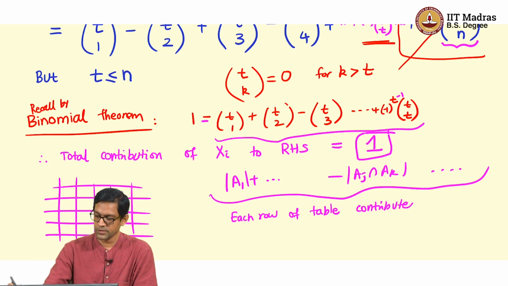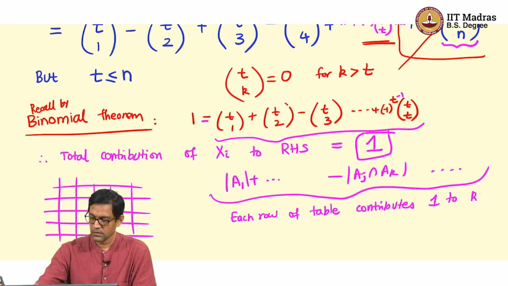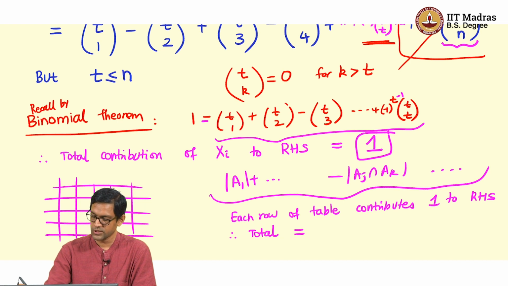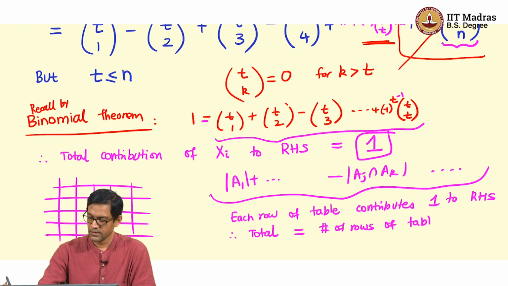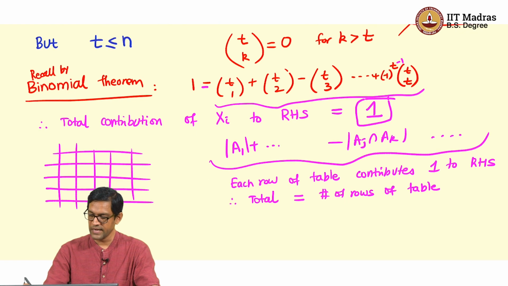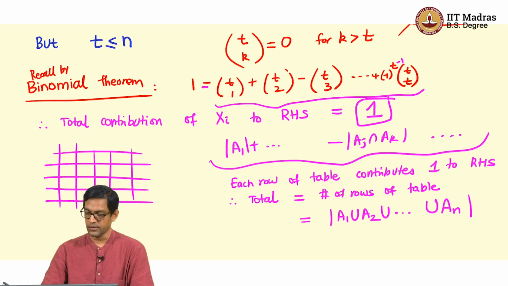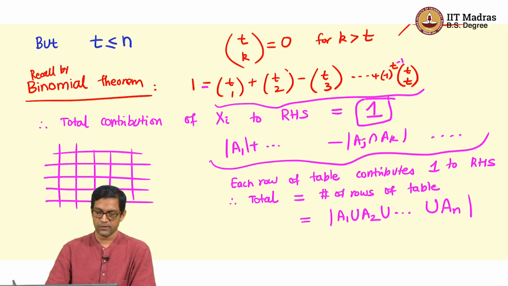So, the total contribution of the whole table is what we are computing. So, the total becomes equal to the number of rows. So, what is the number of rows? There were as many rows of the table as there were elements in your union. For every element of the union we had a row of the table, right. So, that is your final proof.